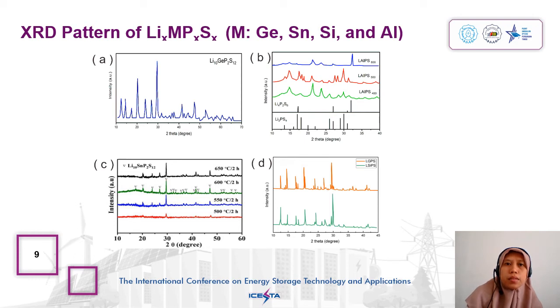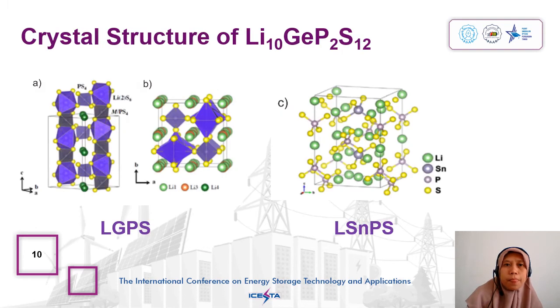Their XRD pattern shows a similar pattern when replacing Ga with Sn, Se, or Al. Synthesis using Se and Al is more difficult to do because it is difficult to achieve the polyhedral structure wanted. From the three alternatives for replacing Ga, the use of Sn is preferable. This is described in this picture.